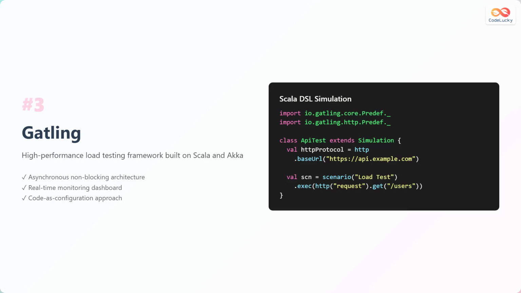A Scala DSL simulation will look like this. import io.gatling.core.Predef._, import io.gatling.http.Predef._. class ApiTest extends Simulation. val httpProtocol = http.baseUrl with the URL as https://api.example.com. val scn = scenario called loadtest .exec, http request and get users.